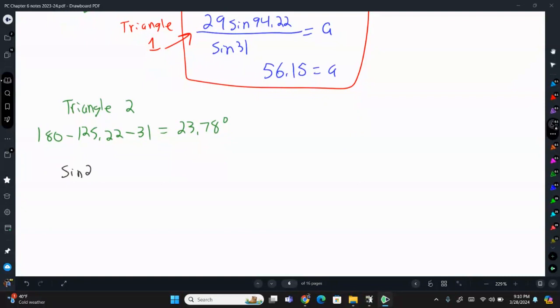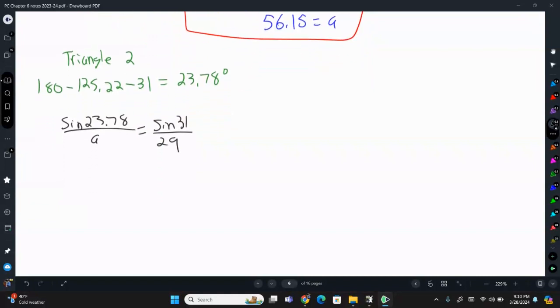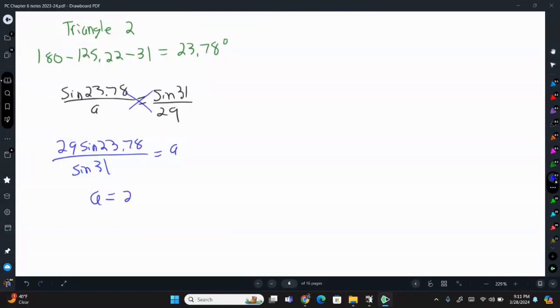So the sine of 23.78 over A is equal to the sine of 31 degrees over 29. So same idea, we're going to cross multiply and divide. So 29 times the sine of 23.78 divided by the sine of 31 equals our A value. A is equal to, and we're just going to type that in real quick, 22.7.